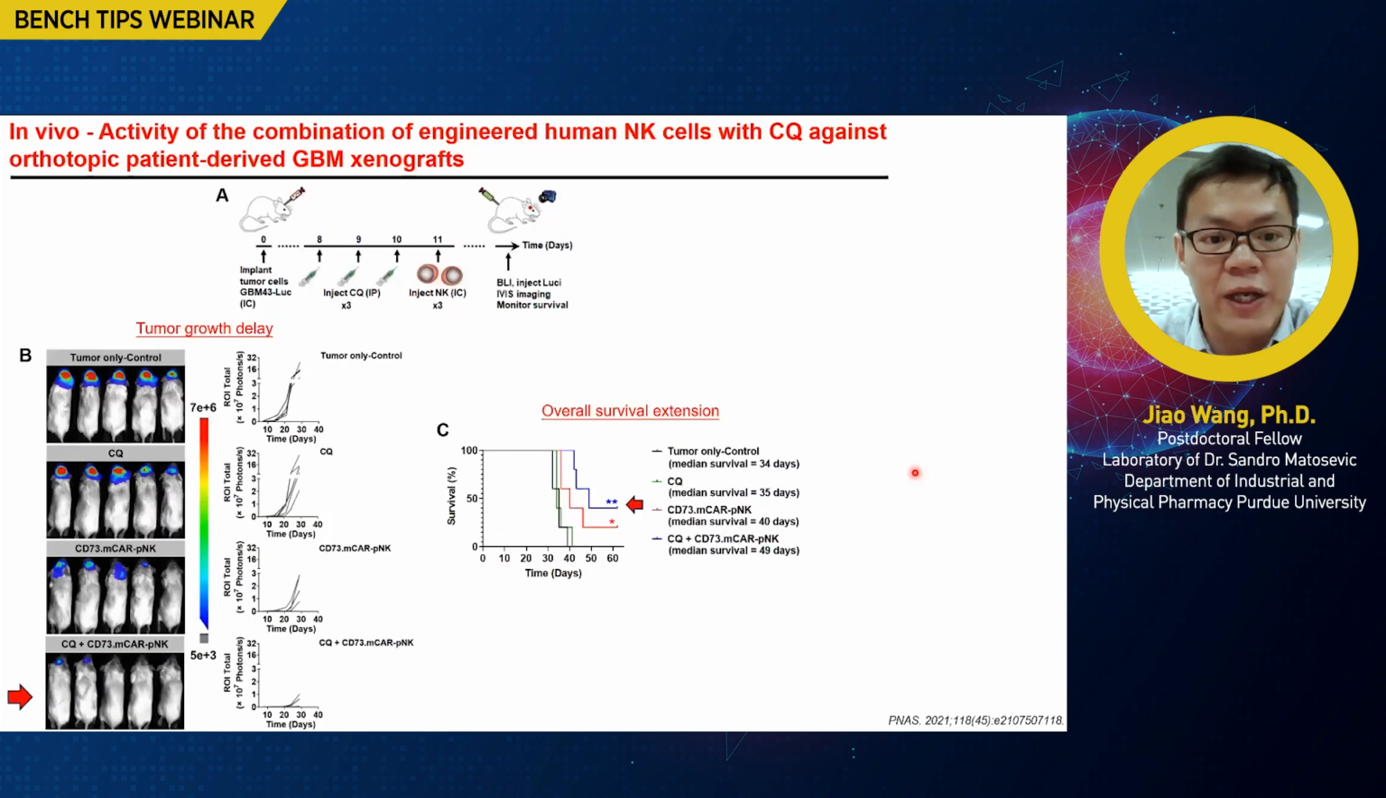Finally, we built an intracranial mouse model, and we treated these mice with a 3 week treatment plan, and we give continuous 3 days of this small molecule. Following that, we give an intracranial injection of NK cells. From this result, we can see the chloroquine treatment plus these multiple functional NK cells can really show significant tumor growth delay as well as overall survival extension.